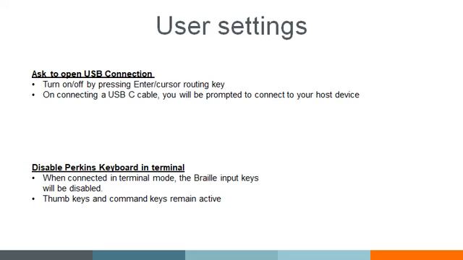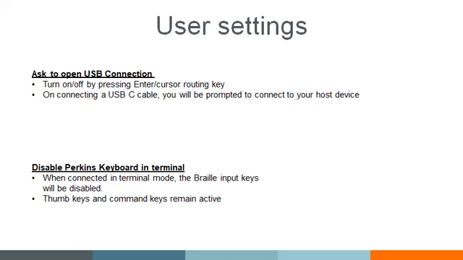The other new option, located right below Ask to Open USB Connection, is Disable Perkins in Terminal. If you turn this on, you will disable your Perkins keyboard from working in your terminal mode. This is something a lot of our users want if the device is in front of their keyboard on their desk, and they don't want to accidentally bump those keys and activate whatever the Braille keyboard may do when you're in terminal mode, depending on the device you're using. So you can turn this off.